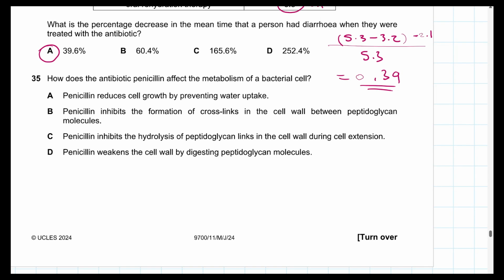Number 35. How does the antibiotic penicillin affect the metabolism of bacterial cell? So you should know that penicillin binds to transpeptidase, and therefore this prevents the formation of new cross-links. Therefore, this prevents the formation of bacterial cell wall. Now, let's see the suggestions that we have here. Penicillin reduces cell wall growth by preventing water uptake. Now, this is totally incorrect. Penicillin inhibits the formation of cross-links in the cell wall. This is correct, and the answer is going to be B.